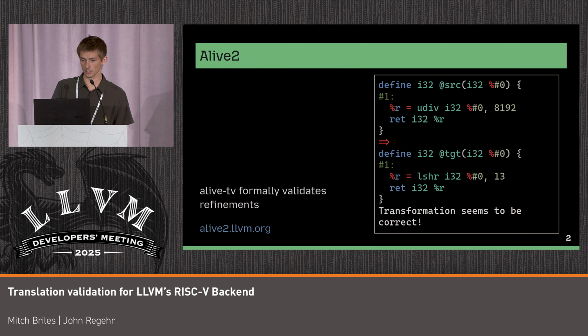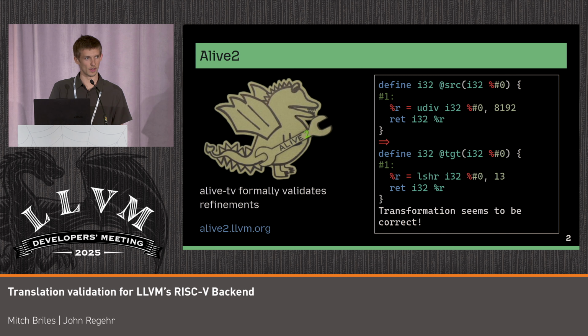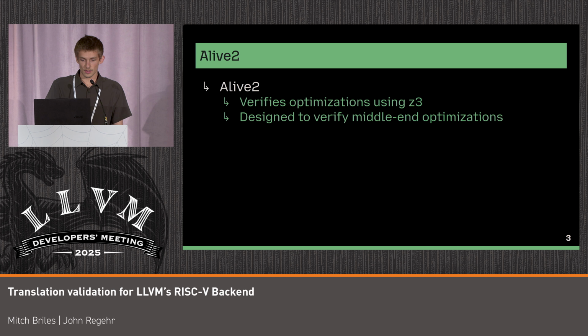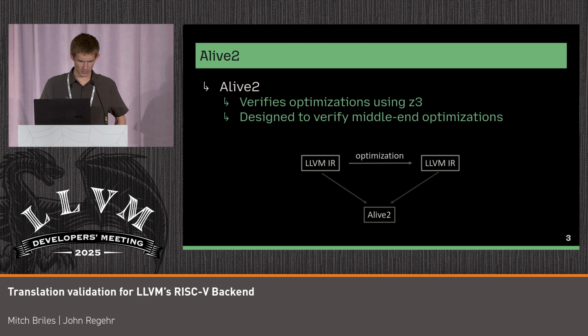So for this tool we need Alive2. Just as a show of hands, I'm curious, who here has used Alive2? Decent amount. Okay, so Alive2 is a tool for LLVM which formally validates refinements, and it's used for middle end optimizations. For those who didn't raise their hands, you can go and try it out at alive2.llvm.org. Alive2 verifies optimizations using Z3, and it's designed for middle end optimizations.